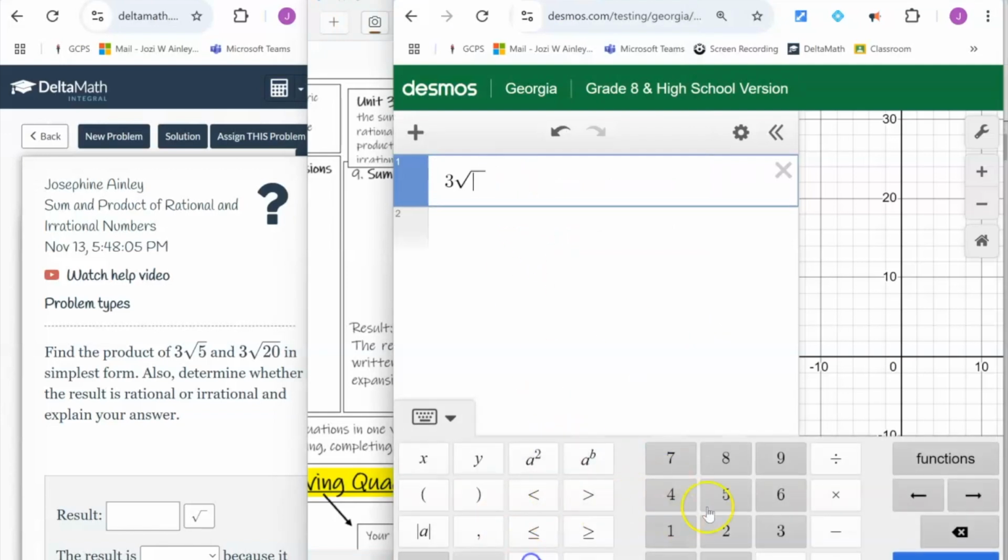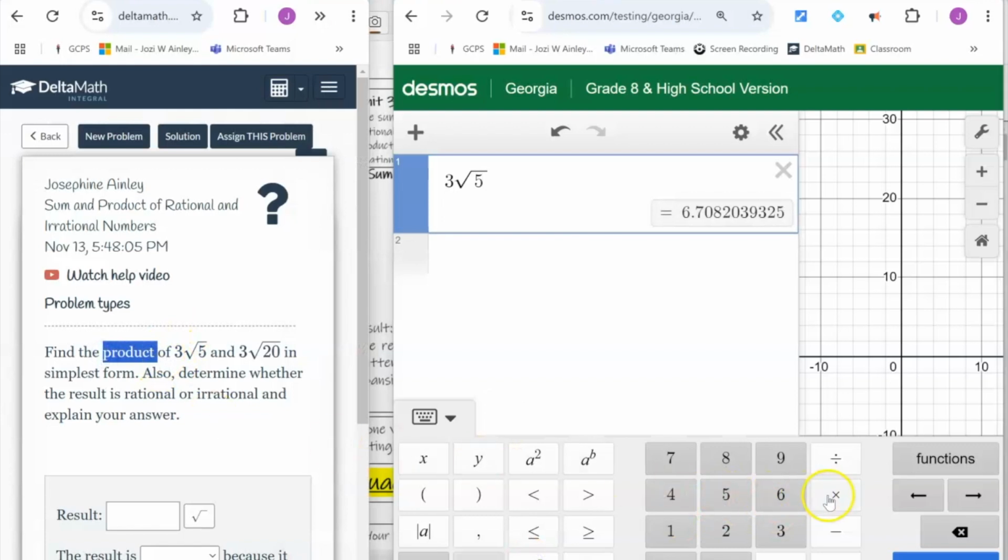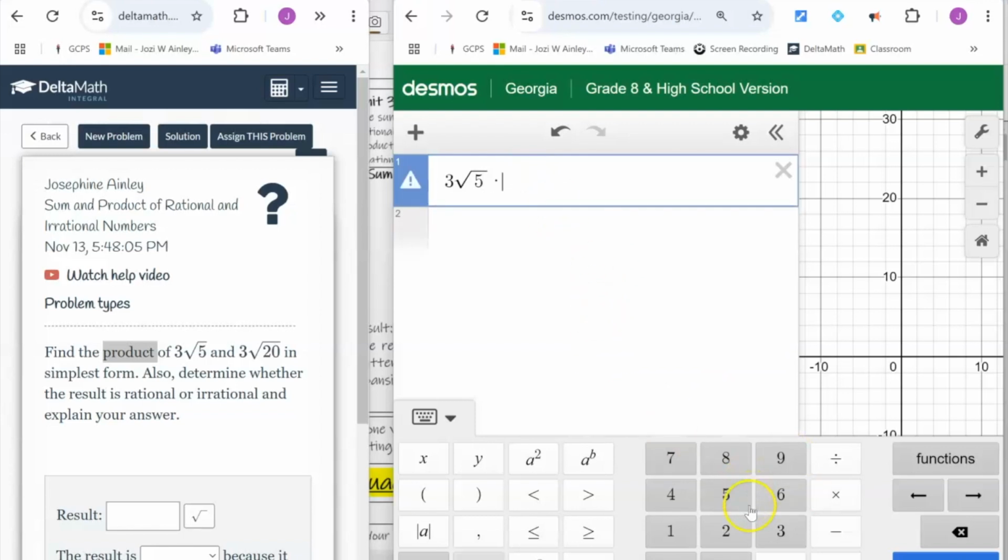3 radical 5. So find the product. What does product mean? It means to multiply, and be careful that you're not putting it in the wrong spot. It's multiplied by 3 radical 20. What did I say about taking the product? Do the radicands have to be the same? No. Taking the product means that you multiply the coefficients, or the books, and then you multiply the cards.